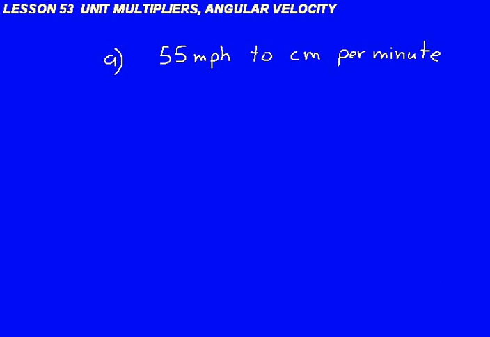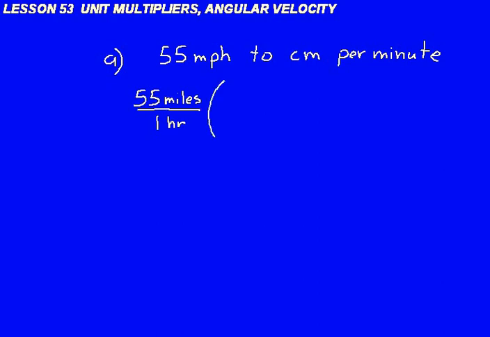So if you remember, the first thing you do with a unit multiplier problem is write down the information that was given, 55. And it's best to write it like a fraction, 55 miles over 1 hour. That's the same thing as 55 miles per hour, right? And we want to convert this to centimeters per minute. When we have units in the numerator and denominator, what I like to do on these problems is just convert either the numerator first or the denominator first, and then convert the other part. So let's just convert hours to minutes first.